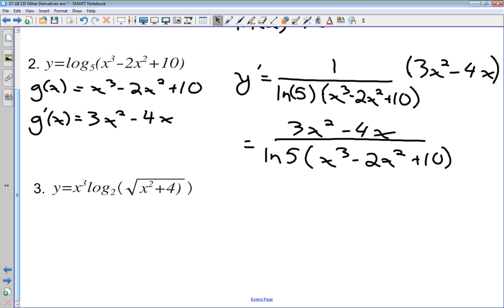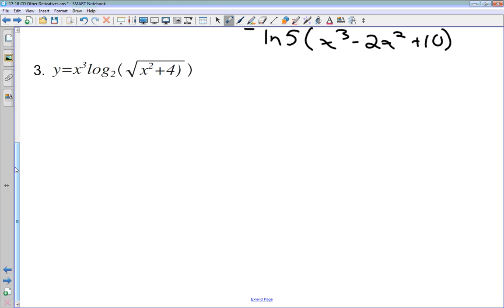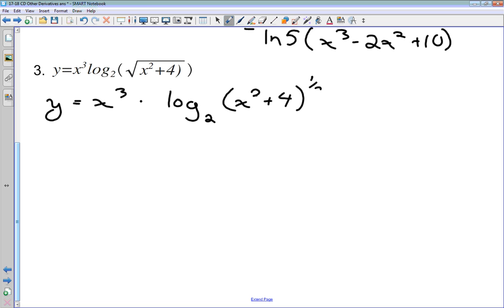How would you start this? What would you do first here? What do you do when you see the square root? Ryan? Yeah, so let's change that to an exponent of 1/2. So our function is going to be y equals x cubed times log to the base 2 of x squared plus 4, all to the 1/2. Okay.